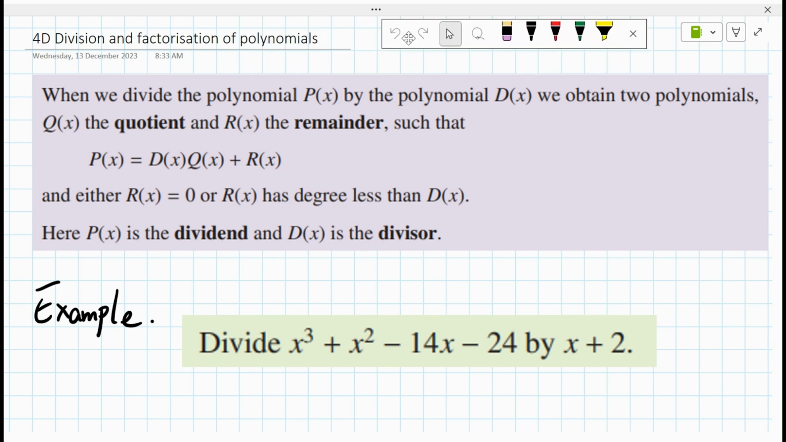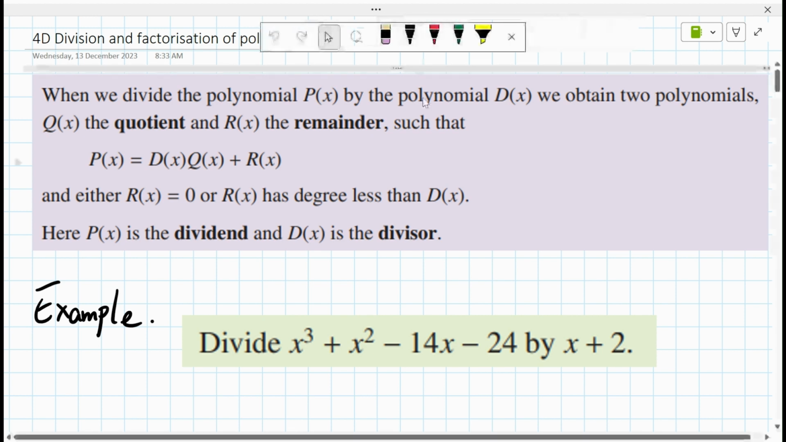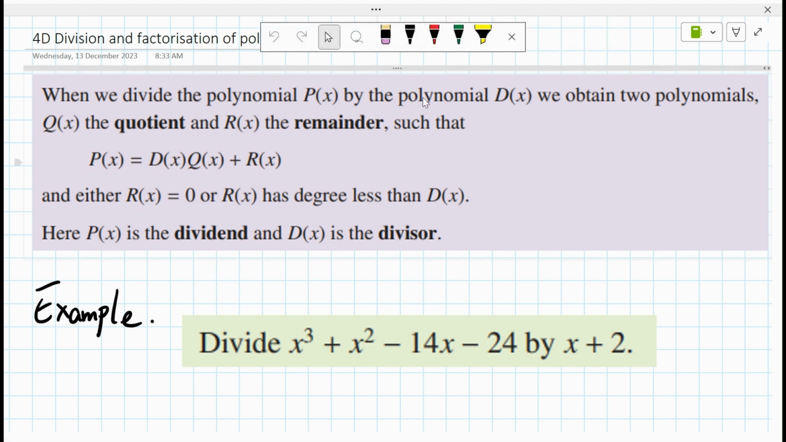We're going to keep doing chapter 4, polynomial equations, chapter 4D. We're going to learn something called the remainder theorem and quotient theorem, I think. And first things first, let's start with some examples.